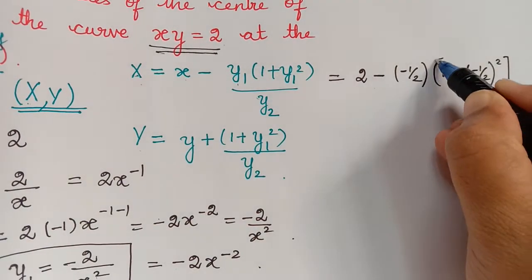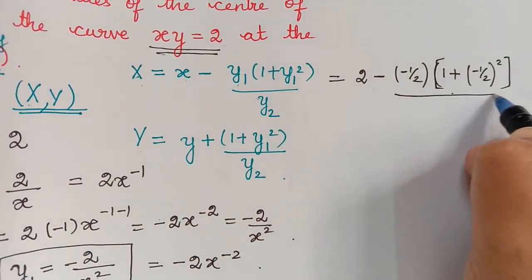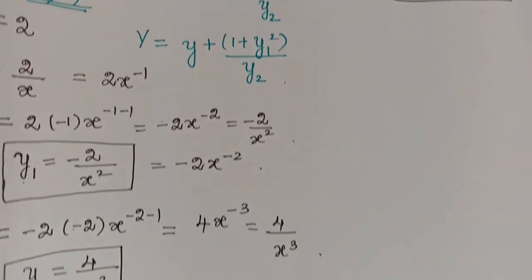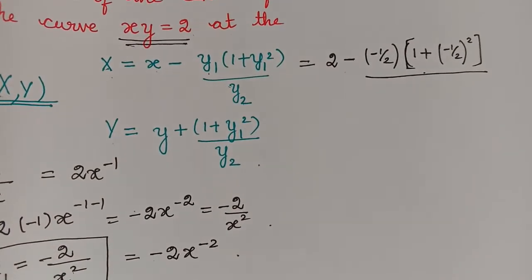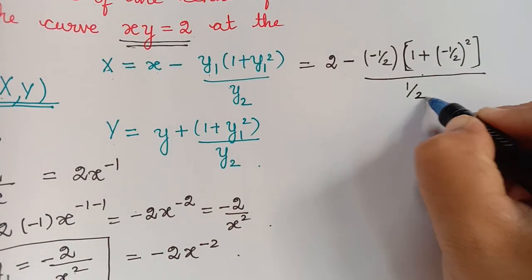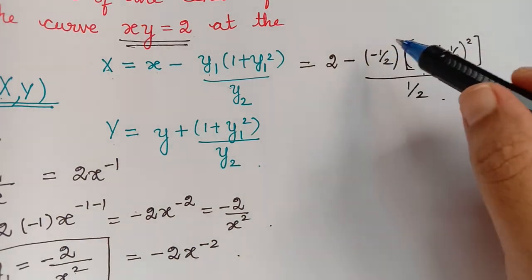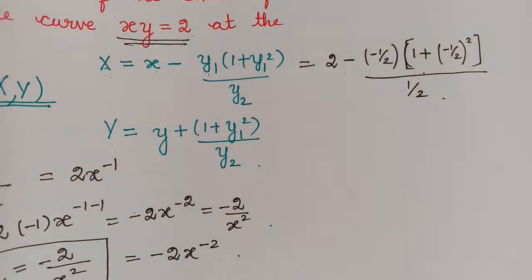Okay, so now this one is over. Divided by y2. Y2 is what? That also we have evaluated here. So y2 is equal to 1 by 2. So that we have to substitute here. So y2 is 1 by 2. Now let us simplify this. So how to simplify this?